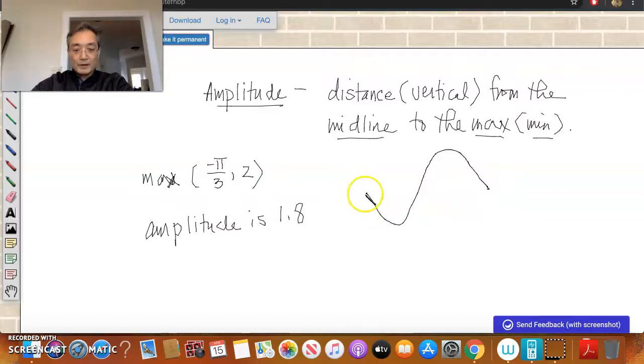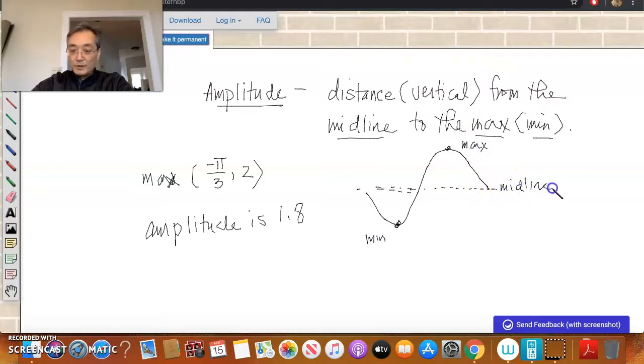Let's say that's the graph. Let's say this is now our midline. It's a horizontal line right smack in between the max and the min. Here's the max. Here's the min. Correct? Here's min. Here's max. Here's our midline.